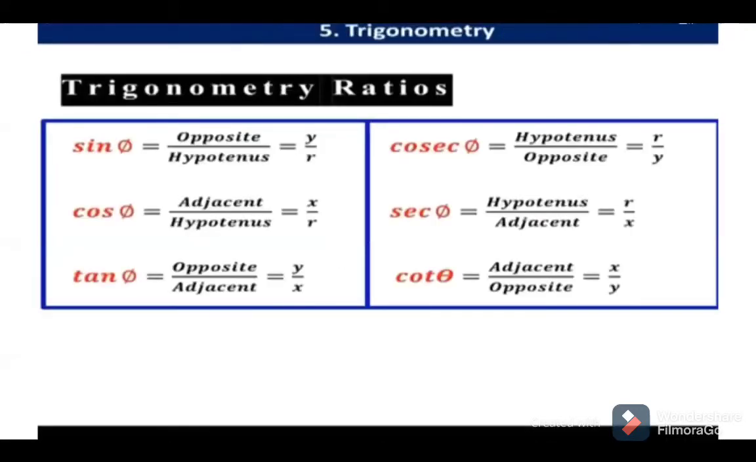Now in the next lesson, trigonometry. The important things which you have to keep in mind first are trigonometric ratios, that is sine, cos, tan, cosec, sec and cot. Sine theta is equal to opposite upon hypotenuse. Cos theta is equal to adjacent side upon hypotenuse. Tan theta is equal to opposite side upon adjacent side. And the reverse of sine is cosec, you are going to take the reciprocal of it. The reciprocal of cos is sec and the reciprocal of tan is cot.